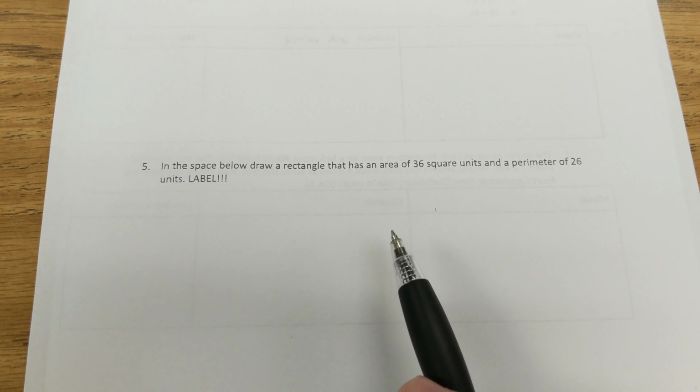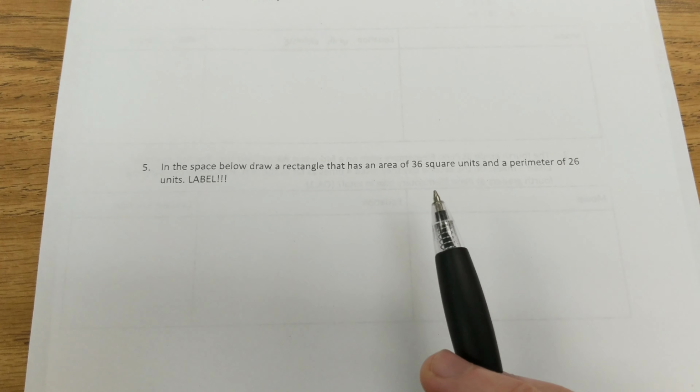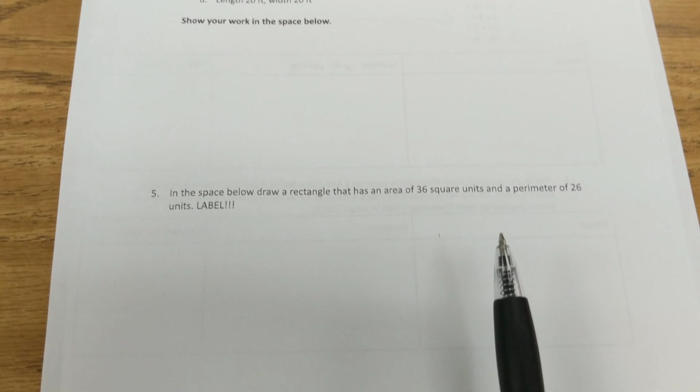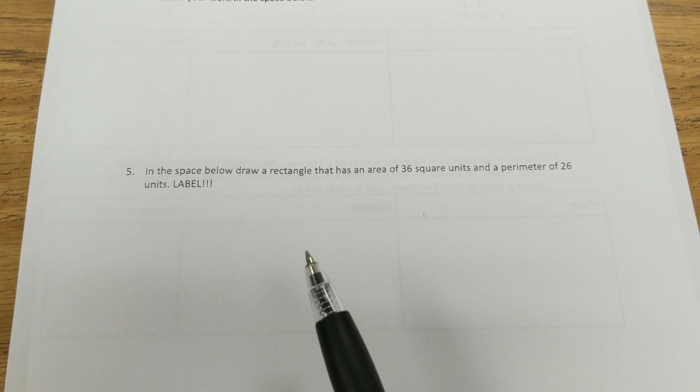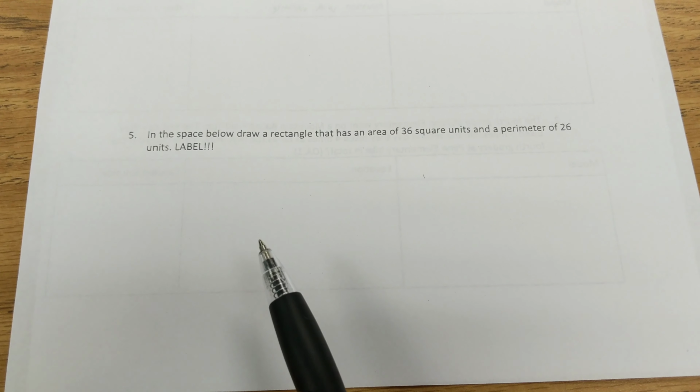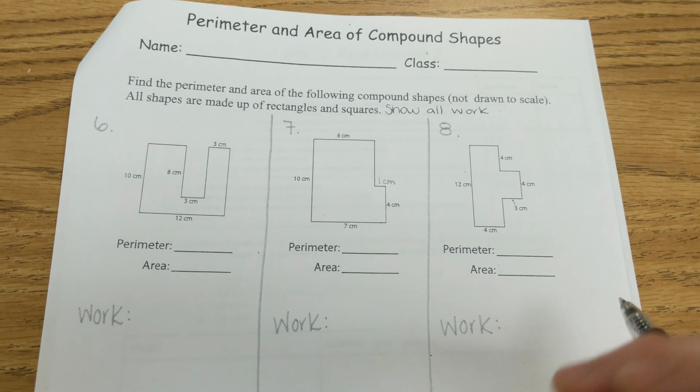And in the end, you need to draw a rectangle that has the area of 36 square units and a perimeter of 26 units. Unfortunately, it does say units, so I am still looking for you to say units or square units wherever your work is. It does not say inches or feet, so just use units or U N. That's number 5. Number 6, 7, and 8 are all very similar.